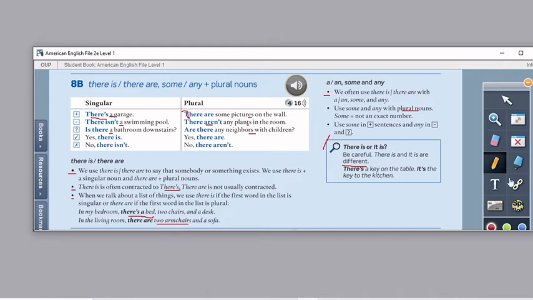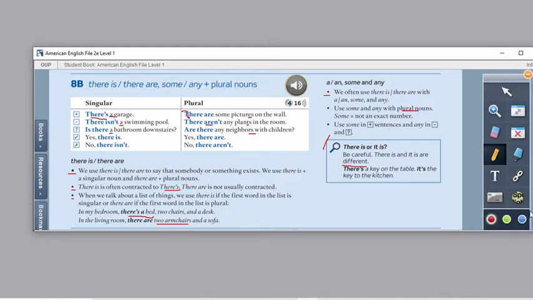So what's the difference? There's a key on the table. There's a key on the table. You are saying that on the table a key exists. Hay una llave sobre la mesa. Now, it's the key to the kitchen. So what is the difference? You use there's when you describe in singular what exists in a certain place.